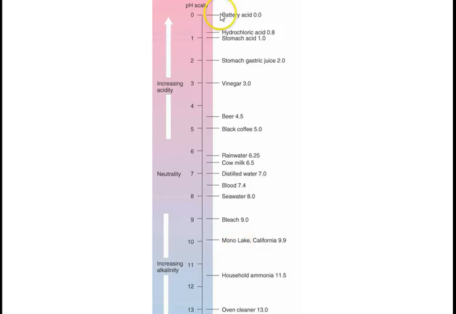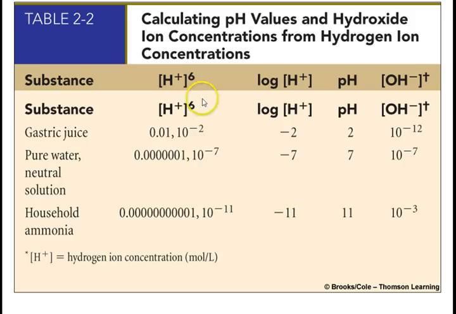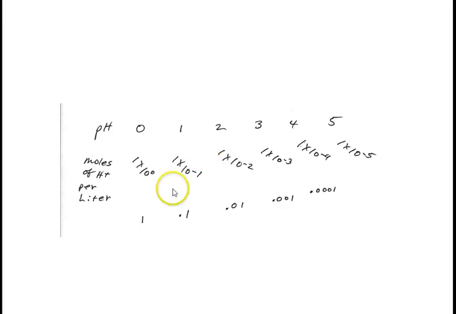Okay, so here's some examples of different common everyday materials and their pH. And this diagram is found in your textbook. Okay, now this is a little bit complicated looking, but it explains the pH values and where those pH values come from. And so let's take a look at it here.